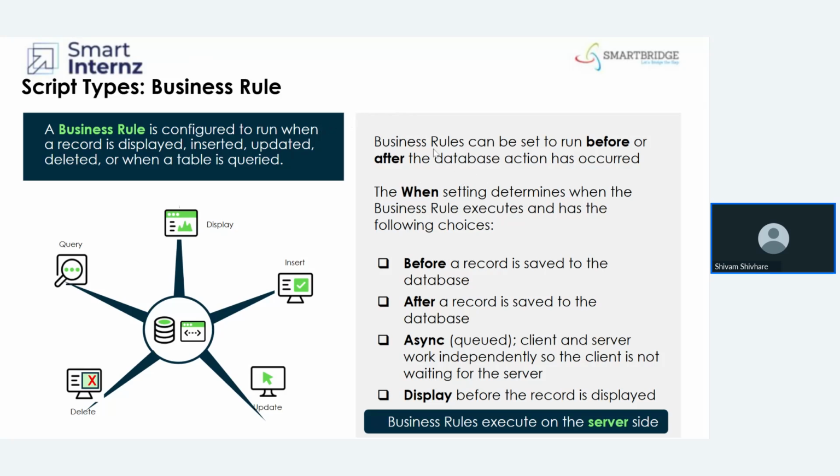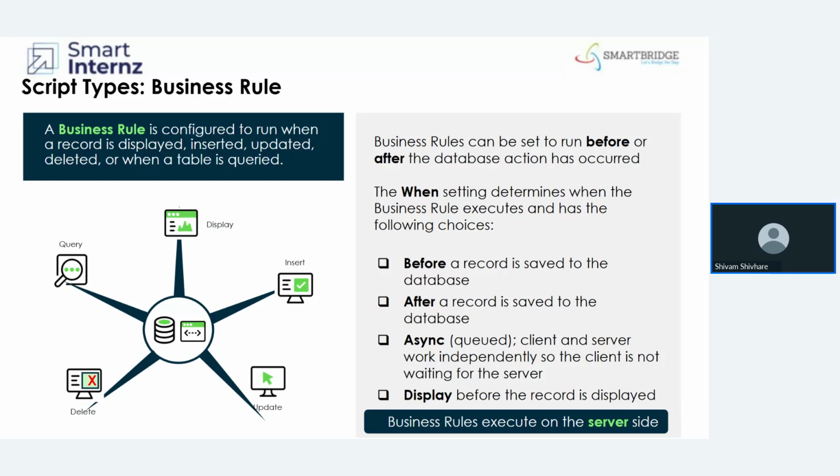So in business rules, there are four types of business rules again. Like in client scripts, there are four types of business rule also. You have to know what are these types: before, after, async, display. Okay, before is nothing but before the record is saved.